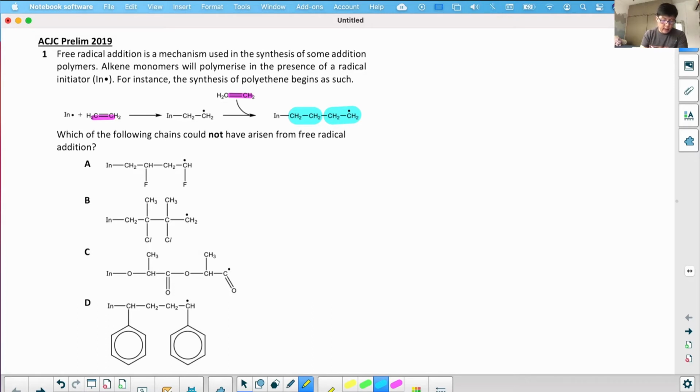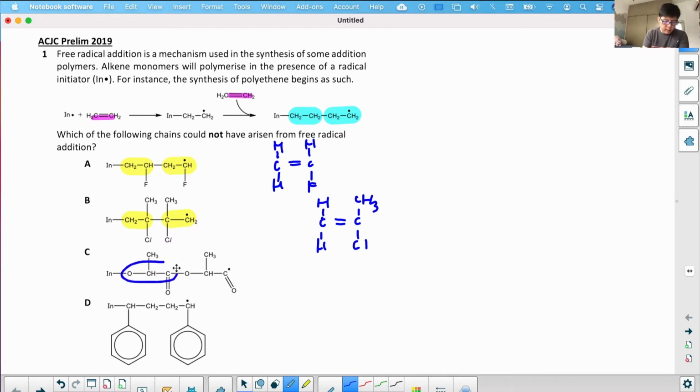So I can see that for A, if you look at it carefully, the alkene were here and here originally. This one is here and here originally. So maybe I just draw it out first. So the alkene is probably like CH2 double bond CHF for the first one. For the second one, the alkene is probably CH double bond CH3 and Cl, right? For C, I don't think I can draw an alkene because this is the pattern, right? But there are 3 atoms here.